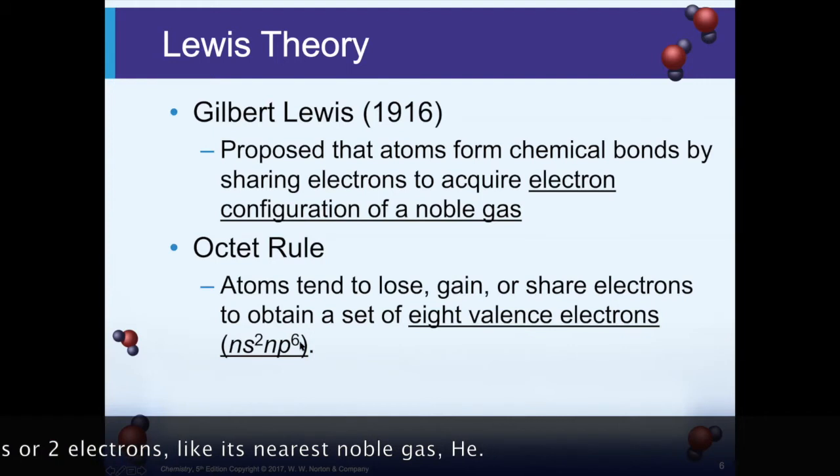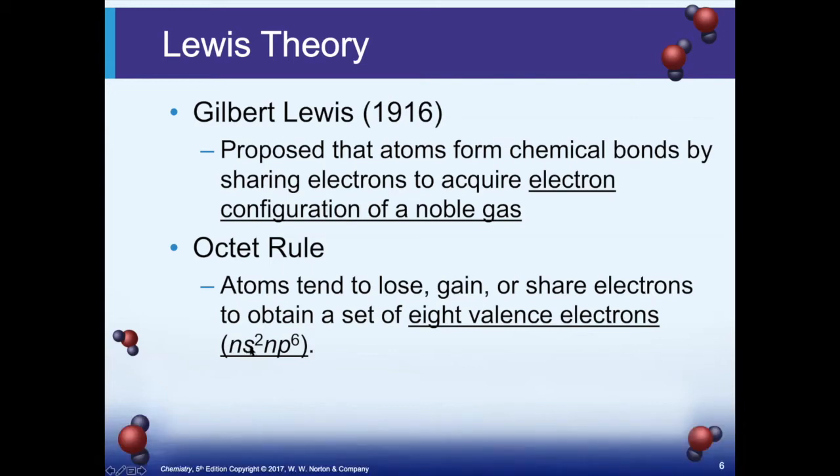And remember what that looks like in terms of electron configuration. The N is the principal quantum number, S is the orbital type, you can think of it as the letter that represents the L quantum number, and then the superscript is the number of electrons that are in that subshell. So like 2s2, 2p6. That's a common one for following the octet rule.